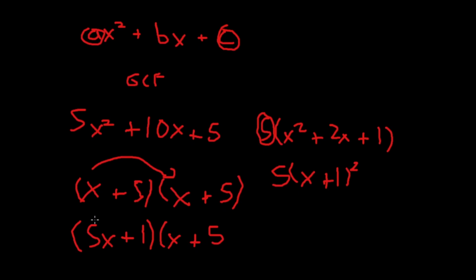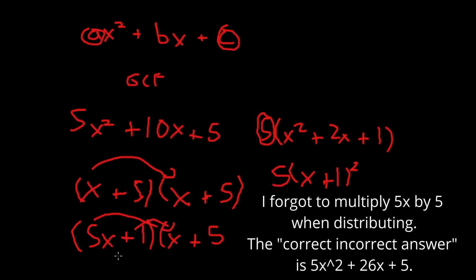Okay, so let's try it. So we do 5x times x. That gives us 5x squared. Then we do 1 times x. So 5x squared plus x plus 5. Because 1 times 5 is 5. So now we have our a correct and our c correct, but our b is 1.